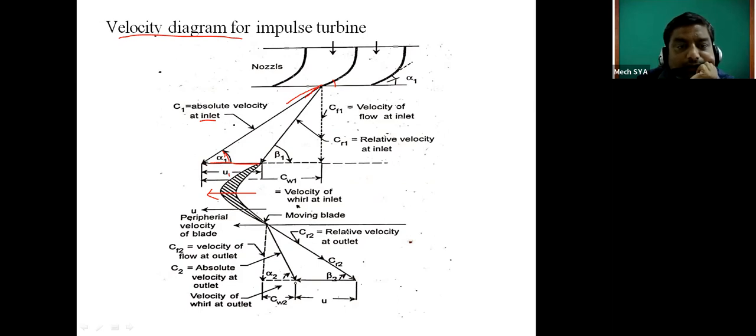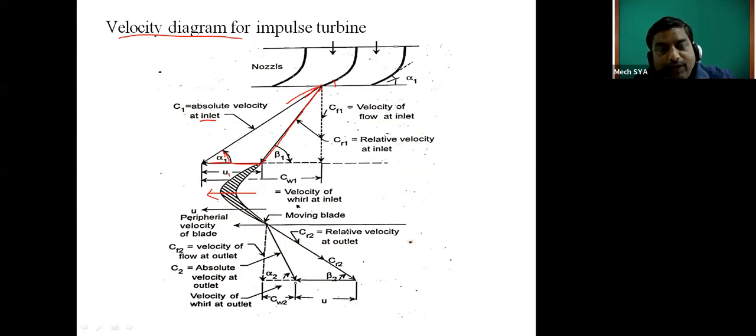With that, whatever difference there is between C1 and U, that component we call CR1. This dark line is our inlet velocity triangle. CR1 is the relative velocity at inlet. Relative means the relative difference between C1 and U. This is the relative velocity component of steam at inlet. The angle CR1 makes with the tangential, horizontal direction is called beta 1.